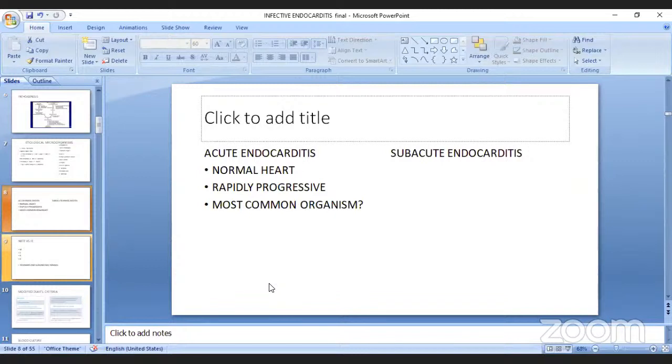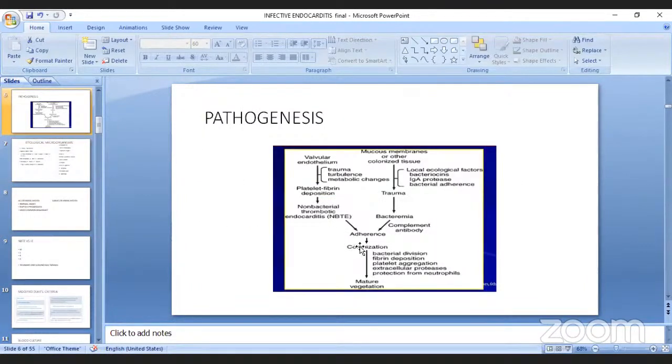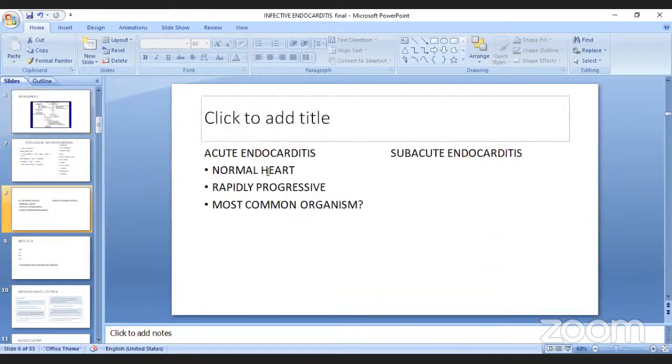But what is the meaning of sustained bacteremia? It means the bacteria has now adhered, it has started colonizing and dividing. There is fibrin deposition, there is platelet aggregation, there are septic emboli, and then there is a mature vegetation. This is what sustained bacteremia means, and this is what we mean by acute and subacute endocarditis also.